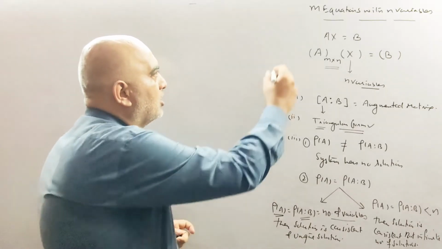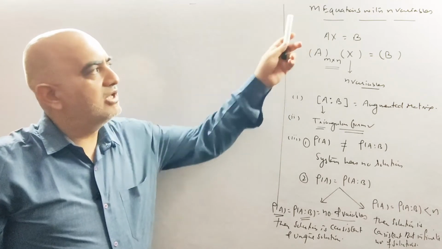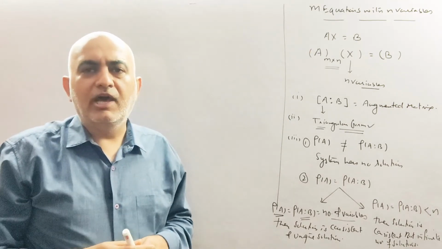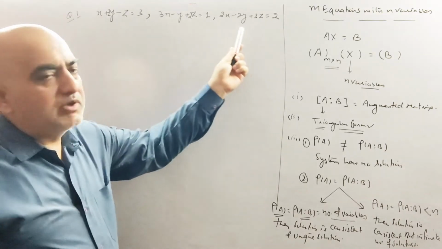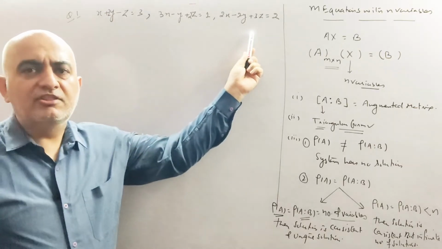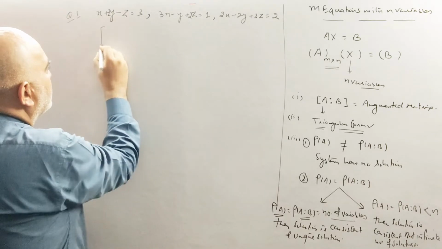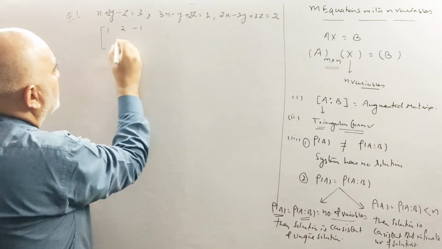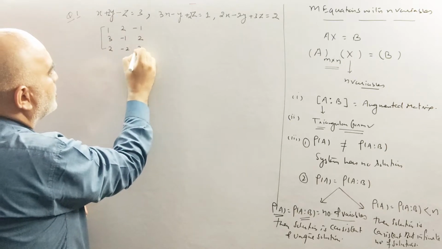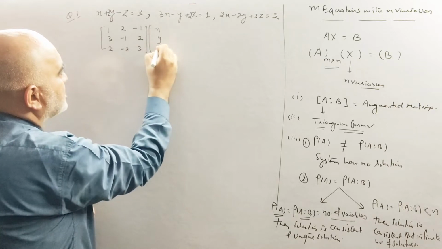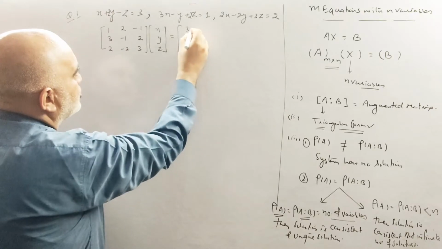Right? So first of all, we are taking an example of how we can find the solution of m equations with n variables with the help of rank of the matrices. Suppose we have this system of equations in which we have three equations with three variables. So first of all, we should write the system in the form of the matrix 1, 2, -1; 3, -1, 2; and 2, -2, 3. Here, we should write x, y, z, which are the unknowns, equal to 3, 1, and 2.